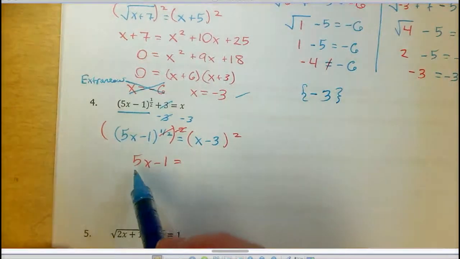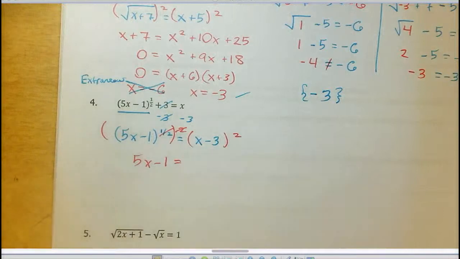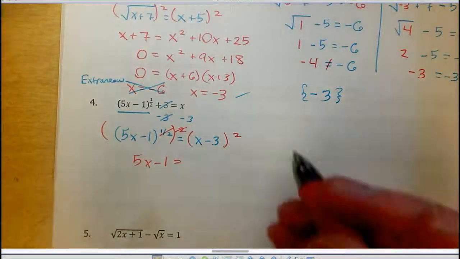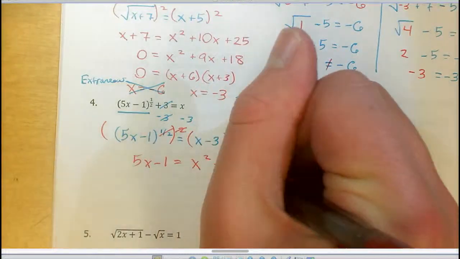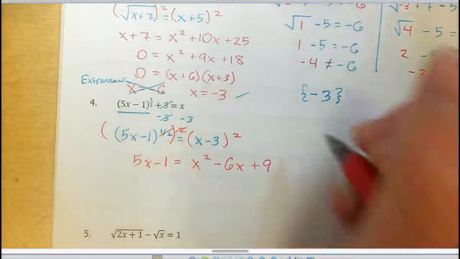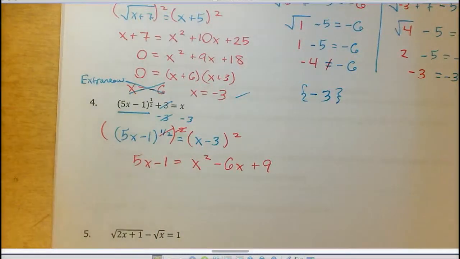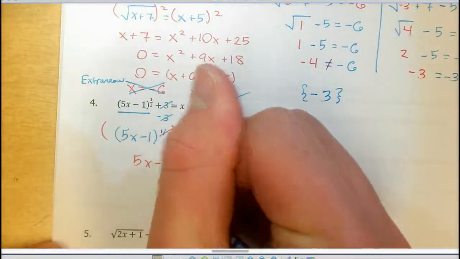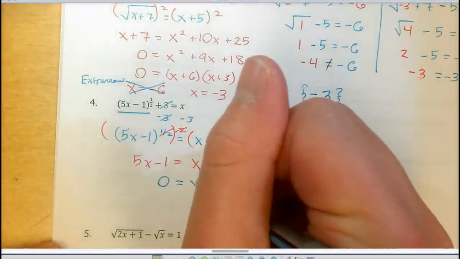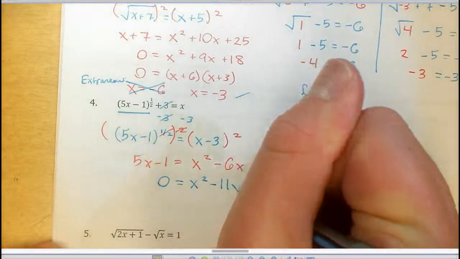So you get just 5x minus 1 over here equals, we're going to have to square this binomial again. x minus 3 quantity squared is going to be x squared minus 6x plus 9. And so we get another quadratic for this one. I'm going to set it equal to 0, and so once I do that, I get x squared minus 11x plus 10.